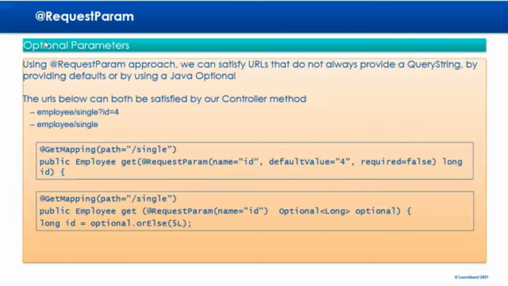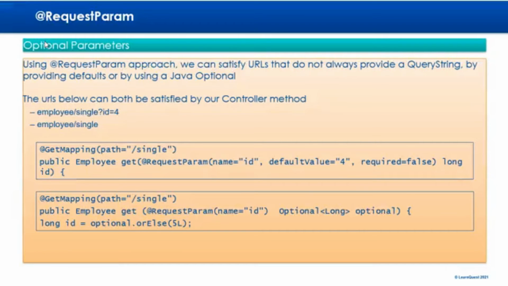The second means by which we can extract data is using a different annotation, request param. We can see here that I have a method no longer with a URI placeholder. It's just a straightforward path. Path is the default variable, so you don't always have to put it in. You might have seen me not put it in before. If it's the only attribute, it's considered the default.